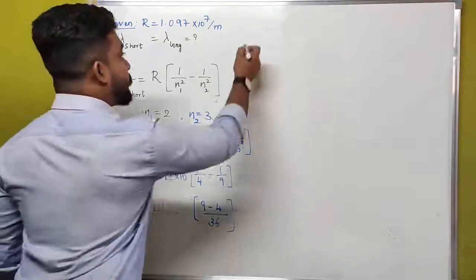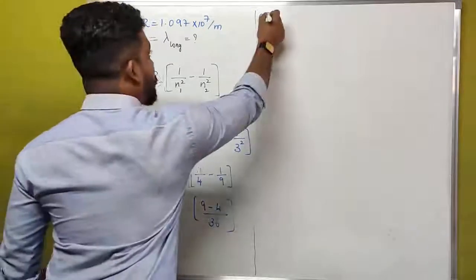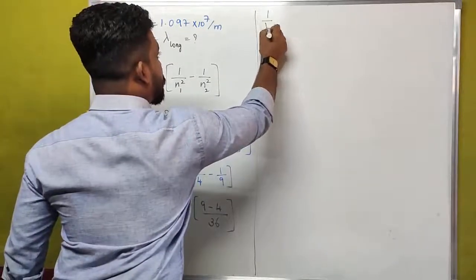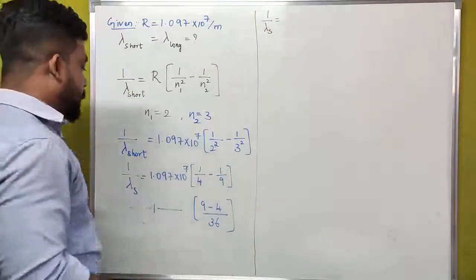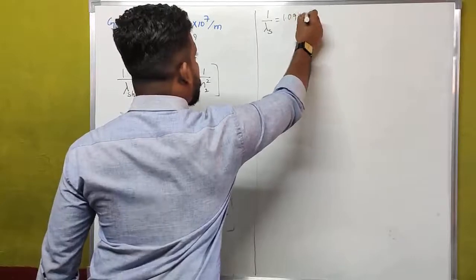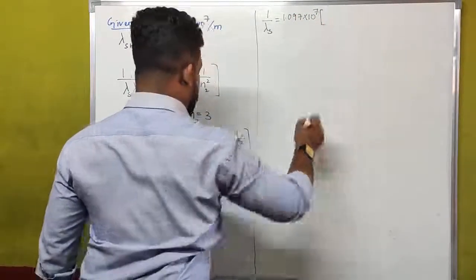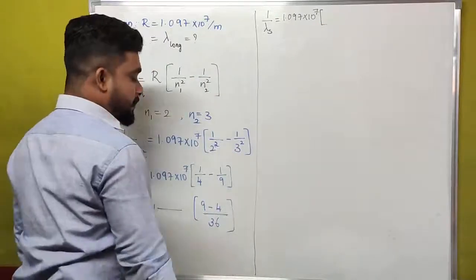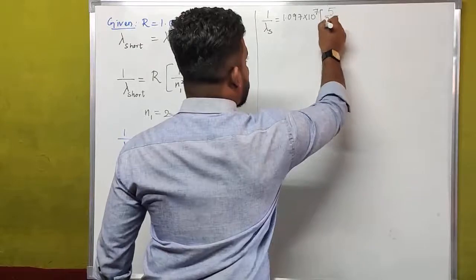Now, if we calculate what we will get here, that is 1 divided by lambda short is equal to, we have to write that as it is, 1.097 into 10 to the power of plus 7 into 9 minus 4 is equal to 5. This is 5 divided by 36.